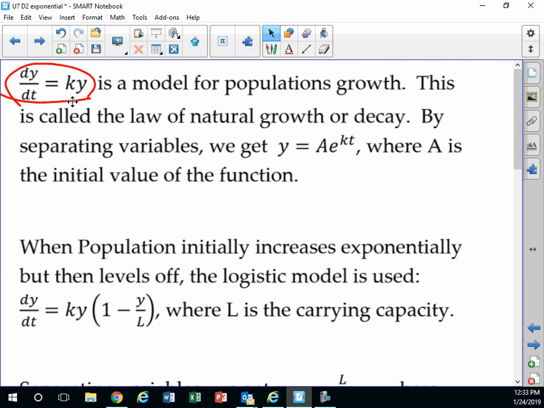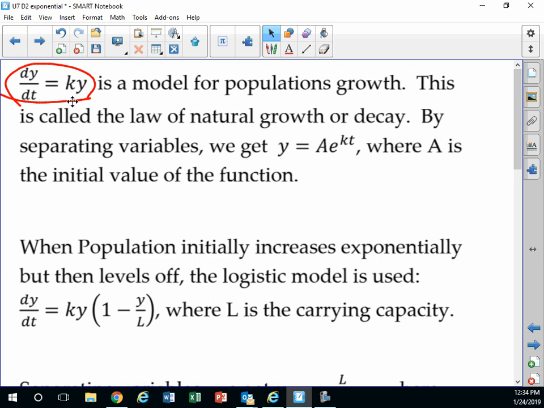dy/dt is a model for population growth. It is a proportionality. So if somebody says my rate of change is proportional to the function, dy/dt equals ky, that's what I would write down. Proportionality. So here's what I want you to do. I want you to put that down on a piece of paper.